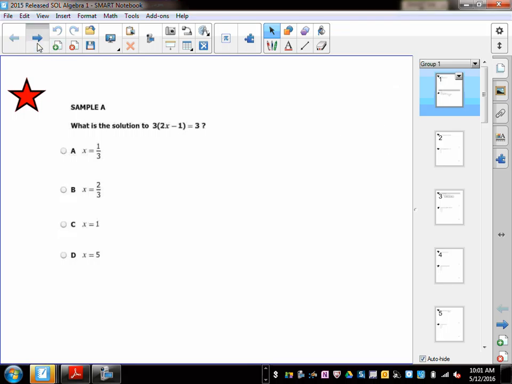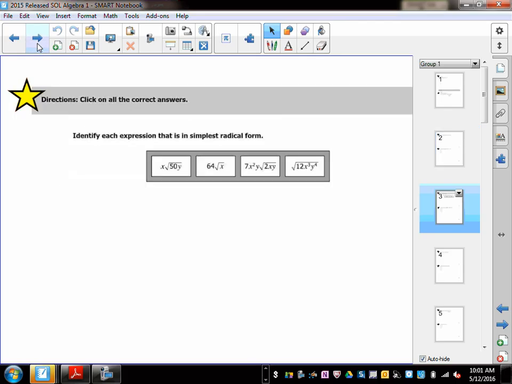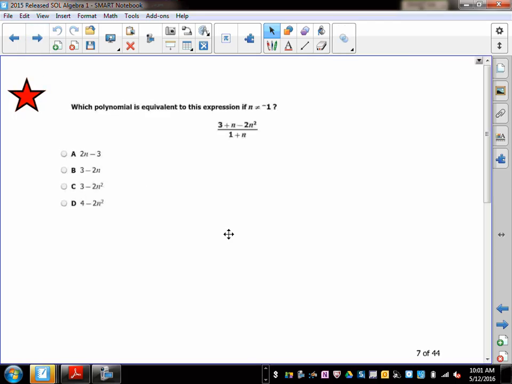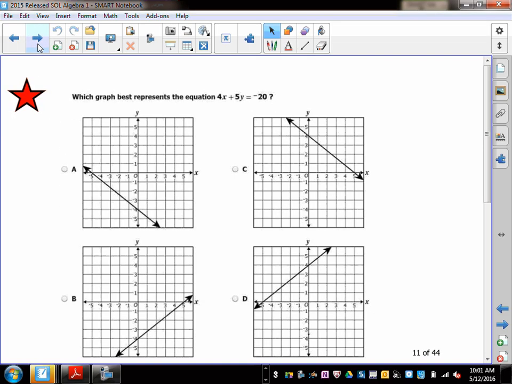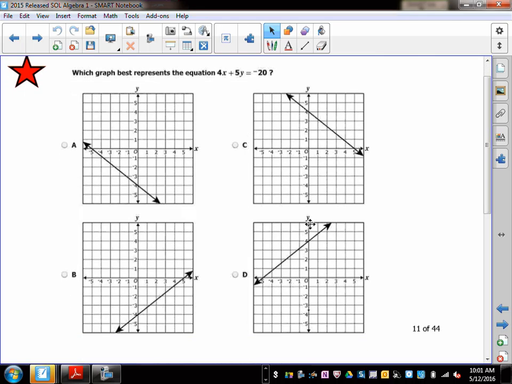Okay, so you were supposed to do questions 11, 14, 15, 16, and 17. So let me get to that. Alright, 11. Which graph best represents the equation 4x plus 5y equals negative 20? So this is a review from a couple of days ago.